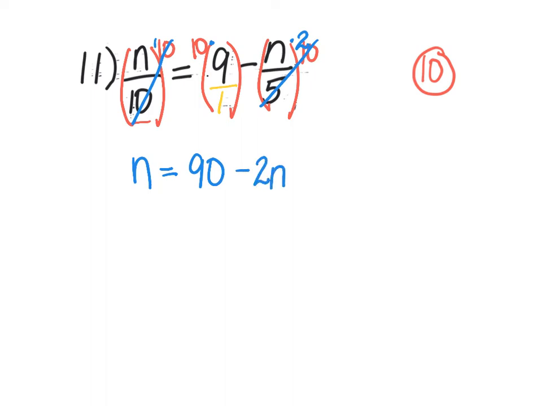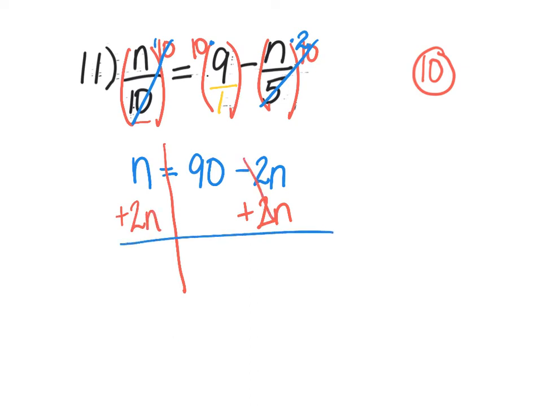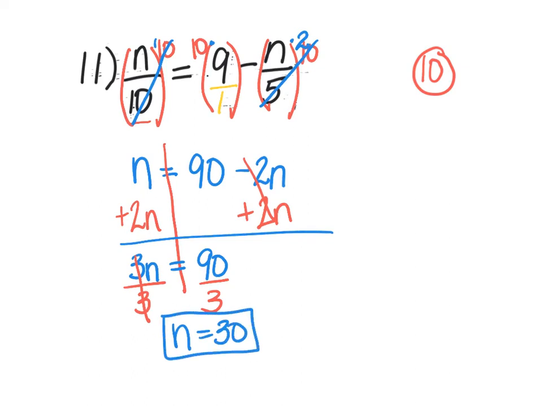All right, now I can just solve this resulting equation. So I need to get my n's together on the same side of the equation. So I'll add 2n to both sides. That leaves me with 3n is equal to 90. And then I'll just divide both sides by 3. So n is equal to 30. And that's our solution.